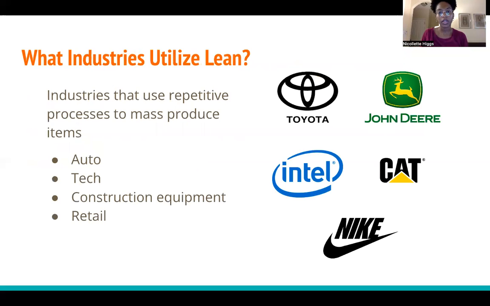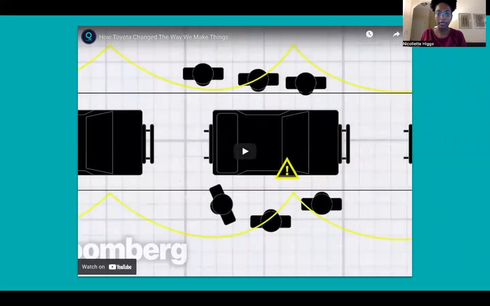So to get into what industries utilize lean, like Kayla mentioned, there are industries that use repetitive processes to mass produce items. So thinking like auto industry or tech industry, companies that make construction equipment or retail. And some of these are familiar like Toyota, John Deere, Intel, Caterpillar, and Nike. And now we're actually going to get into how the lean methodology is used in practice with a video on Toyota's Toyota production system.